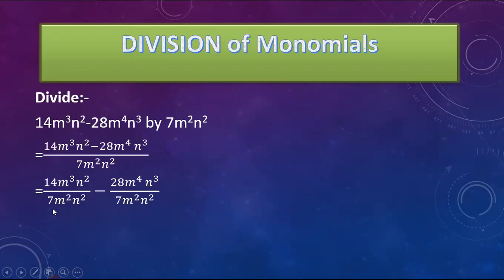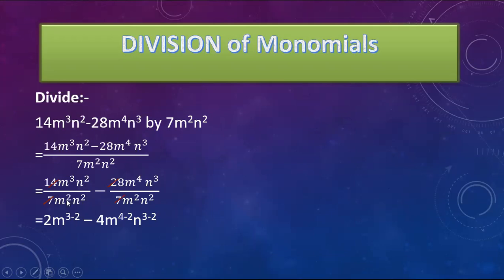So here 7 ones are 7, 7 into 2 is 14. Now here 7 ones are 7. Here you get 7 fours are 28. Now here the variable has m power cube and m power square. So when the bases are the same, we can write the power of the dividend minus the power of the divisor. Clear everybody? And n square and n square will be cancelled. Bases with the same powers will be cancelled.